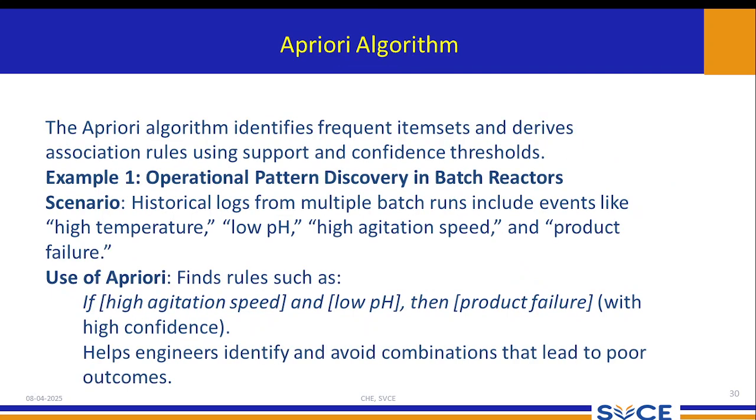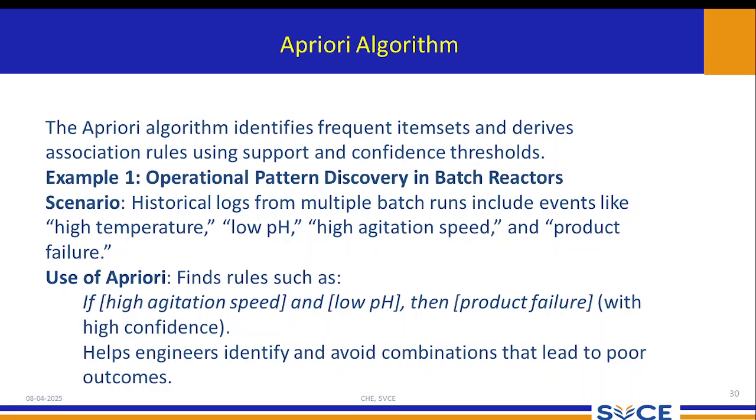Okay. So this is the fourth category: mining technique, the a priori algorithm. We have just come to the fourth part of the example. If A occurs, B is likely to occur, which I told you. The a priori algorithm identifies frequent item sets and derives association rules using support and confidence thresholds. For example, if the pressure increases, obviously the temperature will increase. The use of a priori finds rules such as if high agitation speed and low pH, hydrogen ion concentration, then product failure with high confidence.